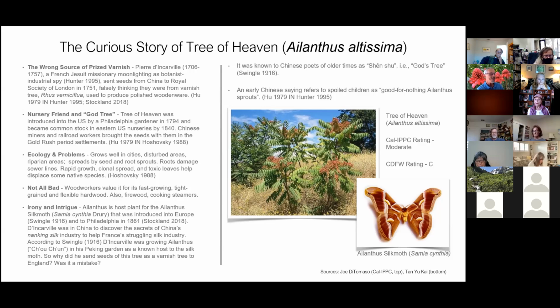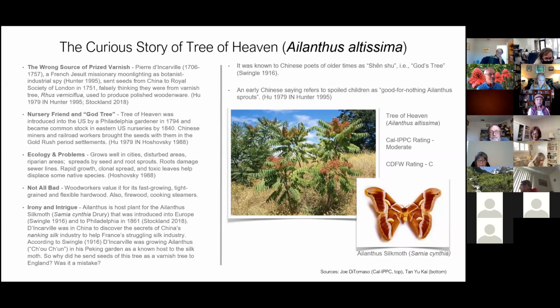And what he found was this plant. He was given the seeds of this plant that was going to be helpful for the woodenware industry as well. And it's the varnish tree, but it was the wrong seeds. It wasn't the Rhus verniciflua that he was given seeds for, it was this tree. And when it got to, he gave it to the English, the British government.